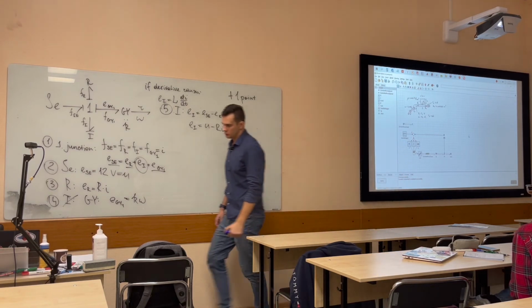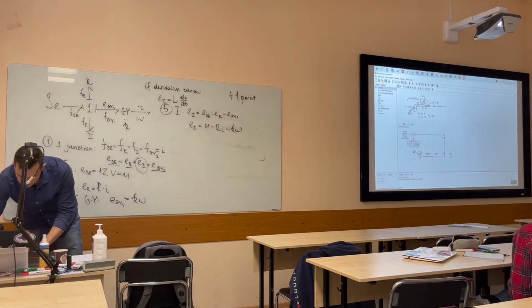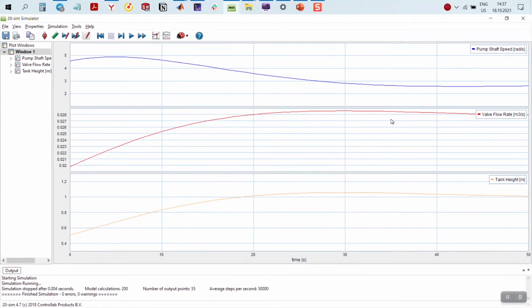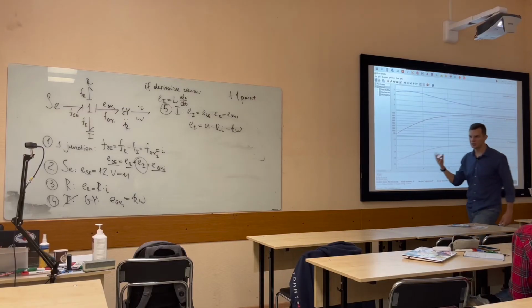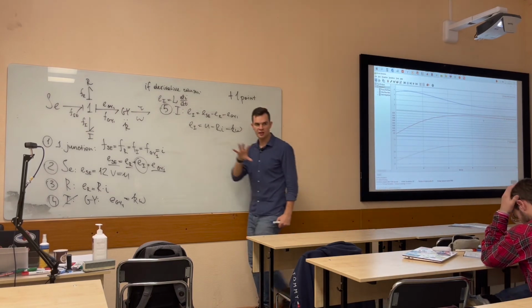We can run it and consider the plots. So here is what it is: the velocity of the pump, the flow rate of the pipe, and the tank height. Our task is to have a 1 meter height here, and you can see that it works. It's an example where you have different physical domains.